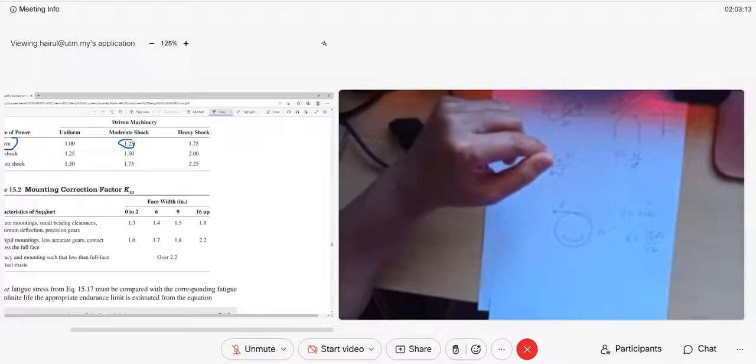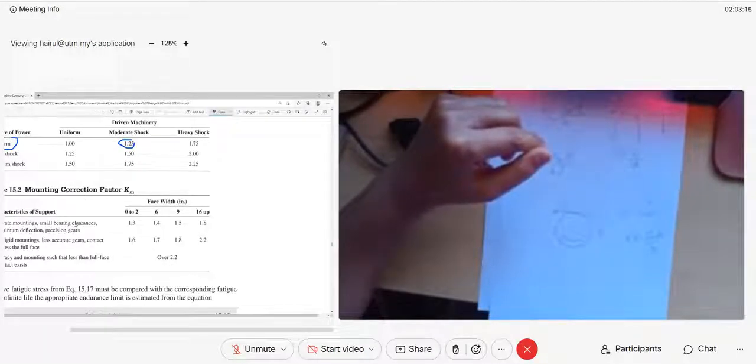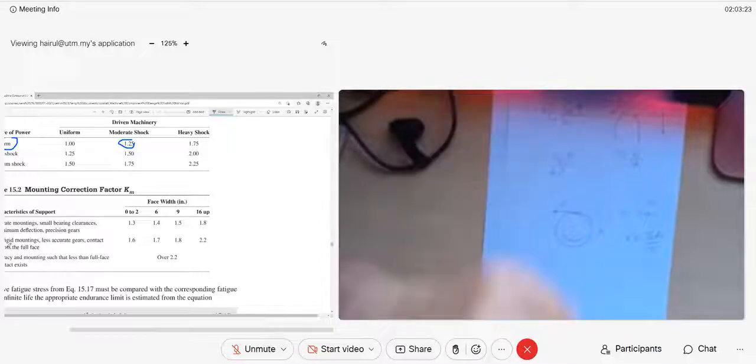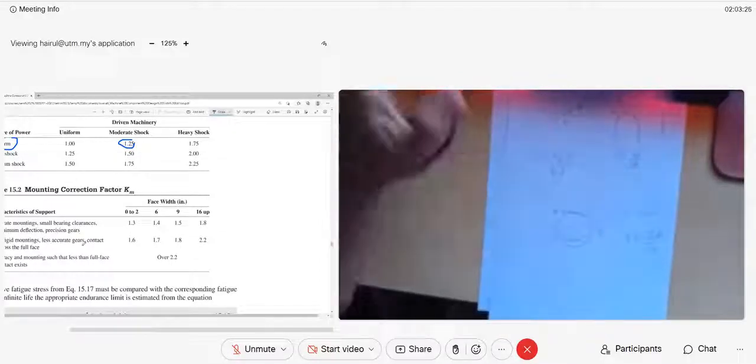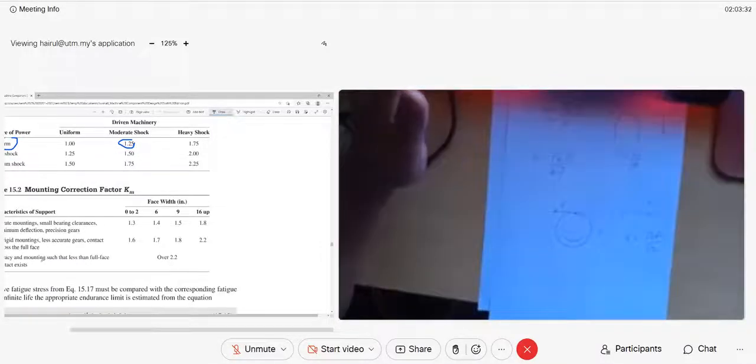Okay, this one is the characteristic of support. First, accurate mounting, small bearing clearance. Then less rigid mounting, less accurate gears. The first is accurate mounting, small bearing clearance, minimum deflection, precision gears. The second one is less rigid mounting, less accurate gears, contact across full surface. Number 3 is accurate mounting such that less than full face contact exists, over 2.2.